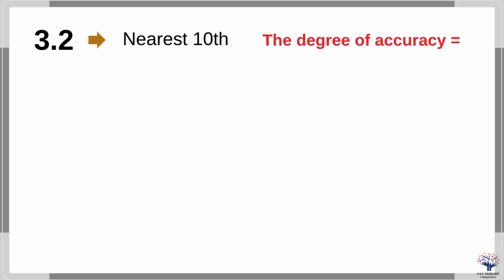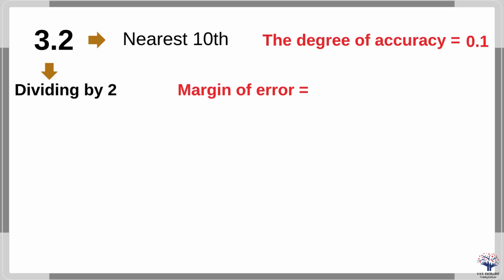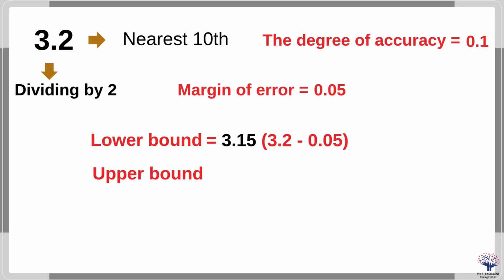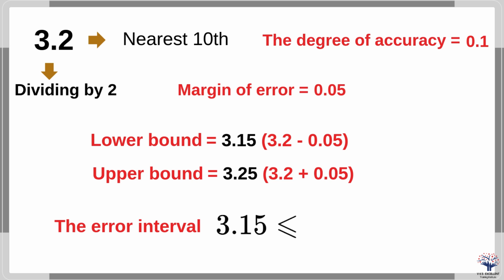For example, if a number is rounded to 3.2 to the nearest tenth, the degree of accuracy is 0.1. Dividing by 2 gives a margin of error of 0.05. Therefore, the lower bound is 3.15 and the upper bound is 3.25, making the error interval 3.15 ≤ x < 3.25.